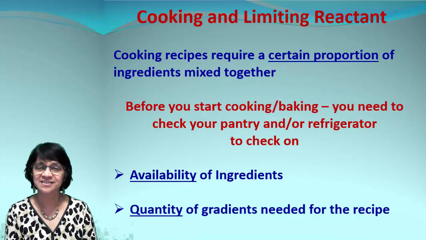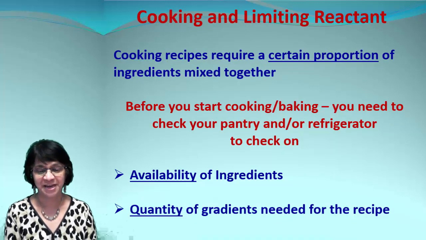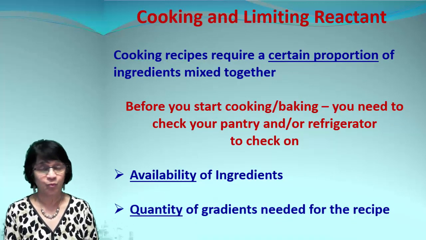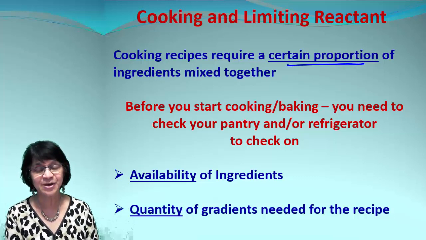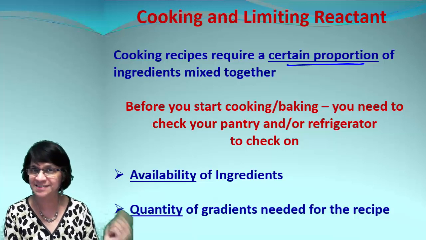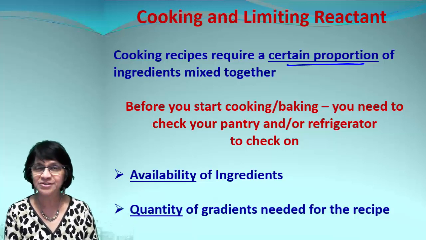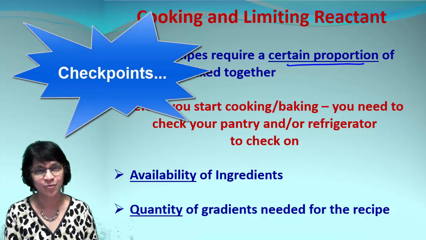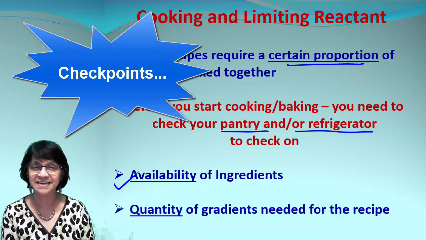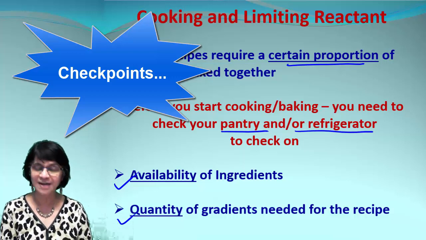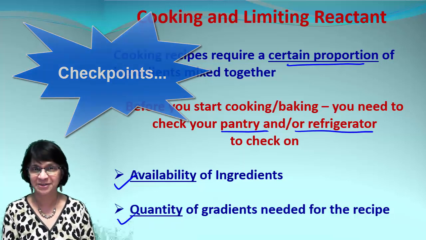Now, limiting reactant can be very well explained with cooking. Cooking, whatever you're doing, will always require a certain proportion, right? And those ingredients we are going to mix together. It depends upon the recipe which you're following. Before you start your cooking or baking, what you need to do? You need to make sure, in your pantry or refrigerator, and check: do we have the ingredients available? If you have those available, how much is the quantity which we need for our particular recipe?